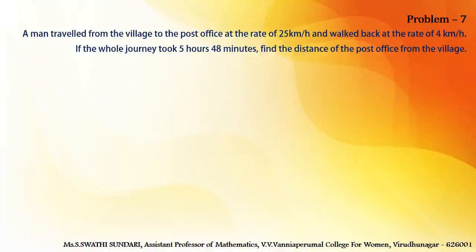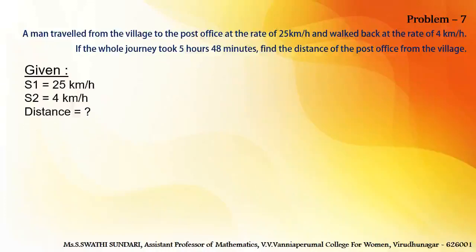As usual, we're gonna write down the given. Here two speed values are given, so we label them S1 and S2, that is, speed 1 and speed 2. Speed 1 is 25 km per hour and speed 2 is 4 km per hour. Then we have to find the distance of the post office from the village.